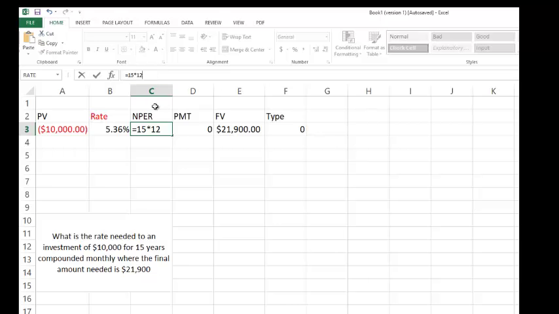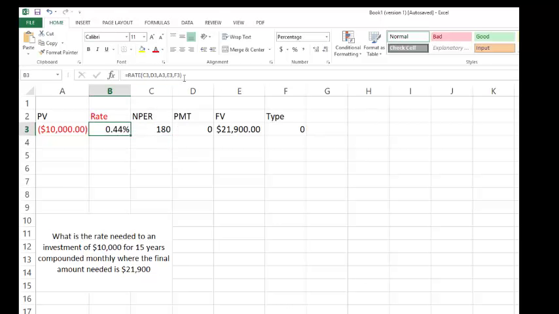So remember, you take the number of payments times 12, and then you take the interest rate and multiply that by 12. And notice it's 5.24%.